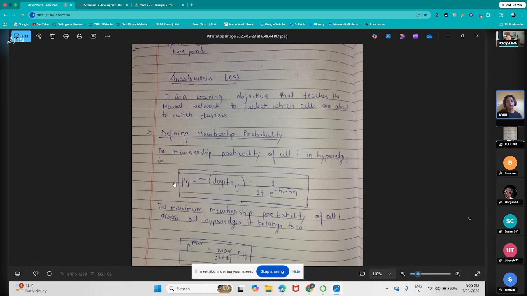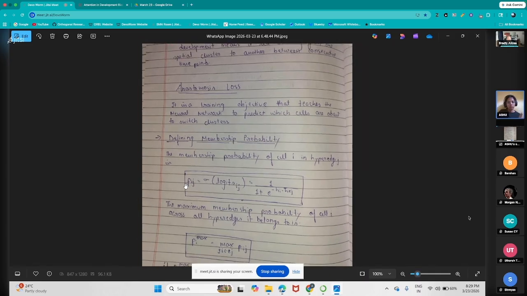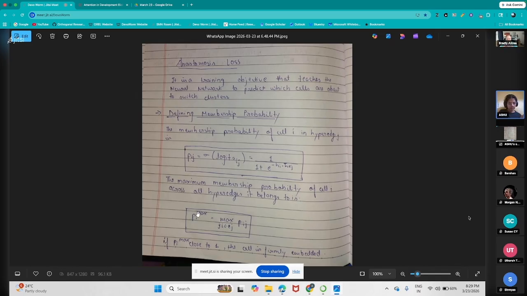In this, we will find which cell and hyperedge have the highest membership probability, meaning which cell and hyperedge will stay together for more time. It is found by this equation, and the maximum membership probability of cell i across all hyperedges it belongs to will be found by this equation.